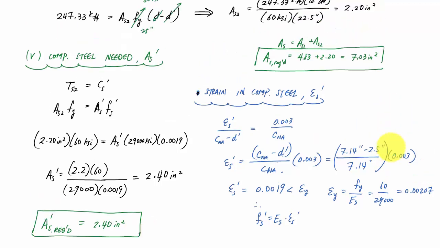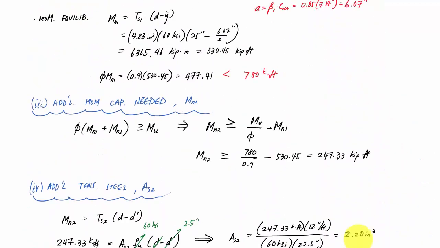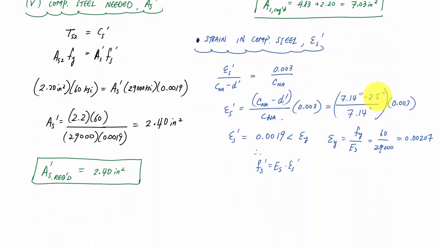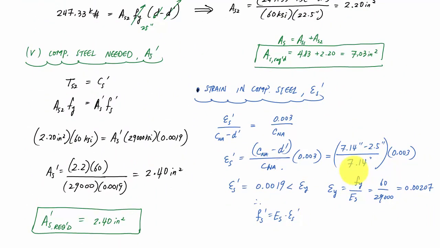And once you have those, now you select the bars, you check the spacing, the detail, probably check phi Mn greater than or equal to Mu one more time just in case, especially if you make some significant deviations from the required areas of steel. But those 7.03 inches squared on the tension side, that's what we need, and then the compression side 2.40 inches squared. The end.